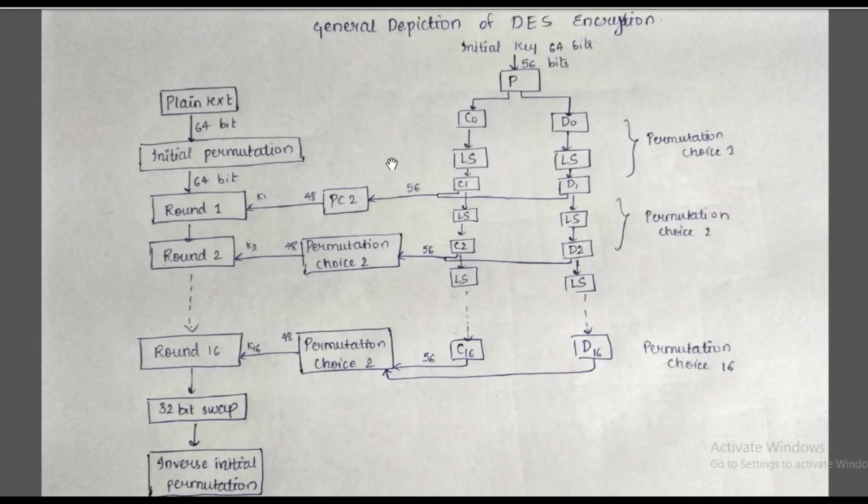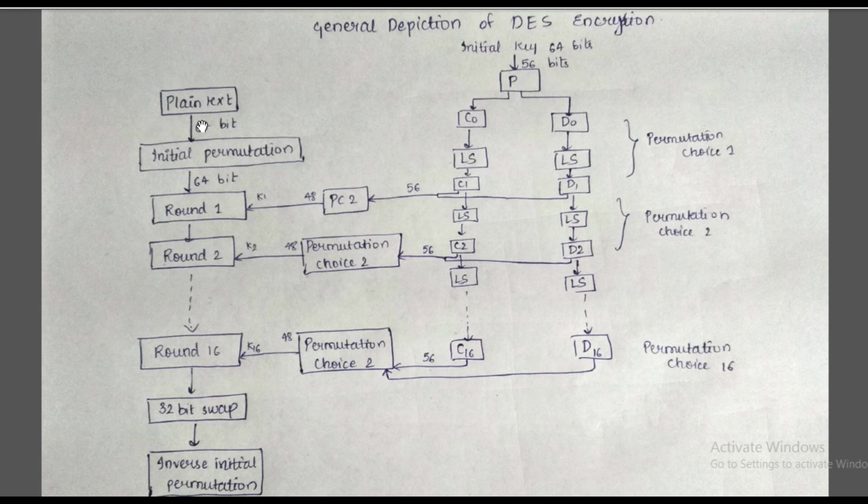Hi guys, in this video I will explain how the DES encryption algorithm works. This diagram which you see here is the general depiction of DES encryption. In this we provide a plain text of 64 bits and a key of 64 bits, which is later converted into 56 bits.